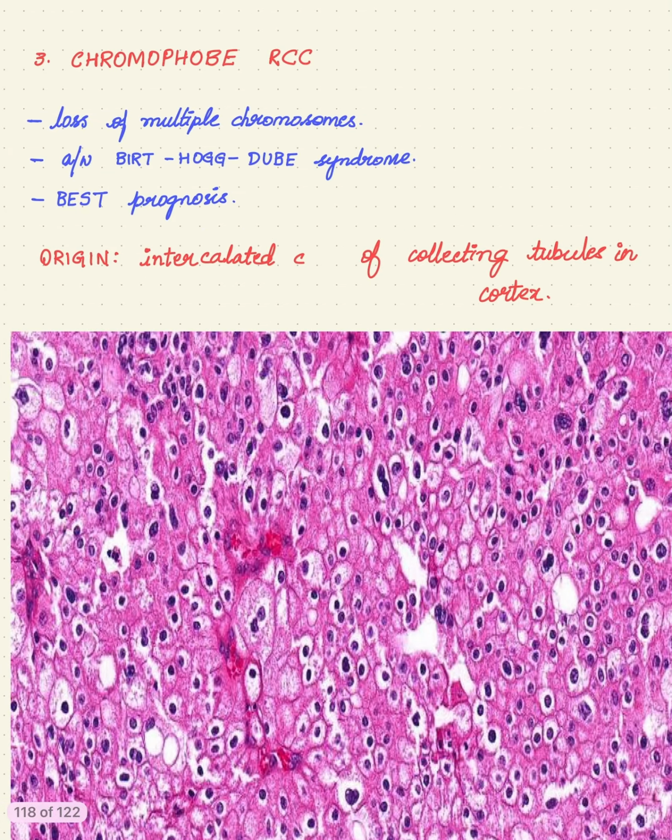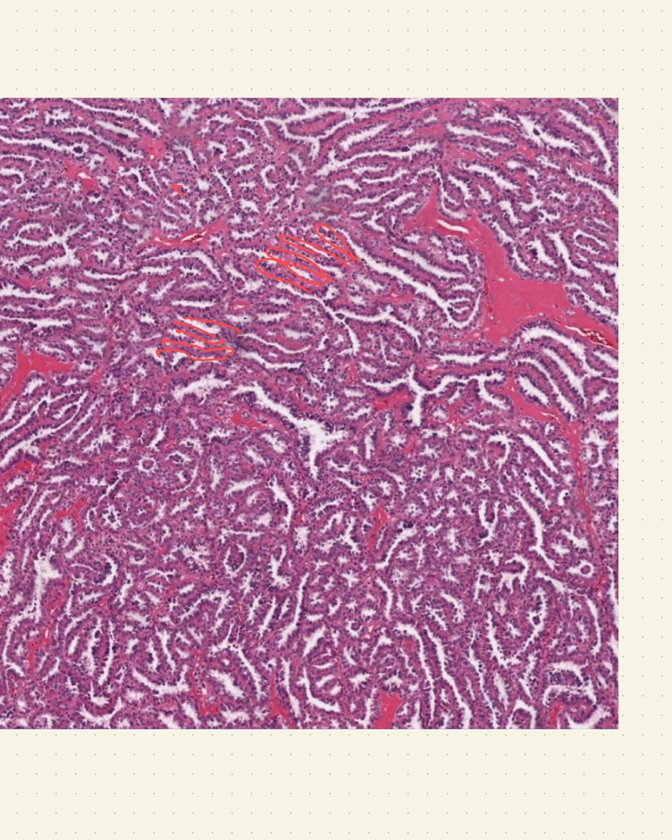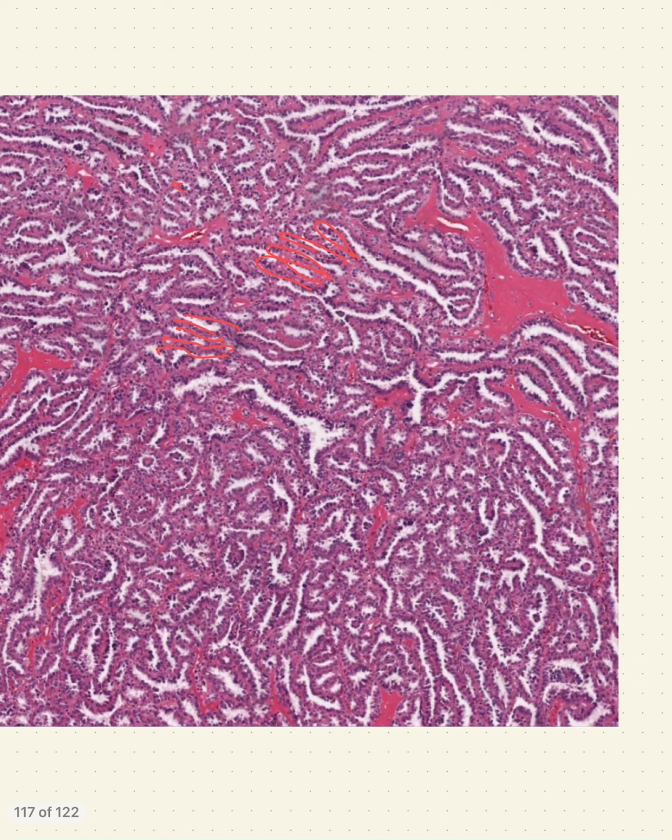And also the papillary variant is most commonly associated with psammoma bodies. You find psammoma bodies in the papillary variant, though they are not found in this histological slide. So the papillary variant of RCC is the one that is associated with psammoma bodies.